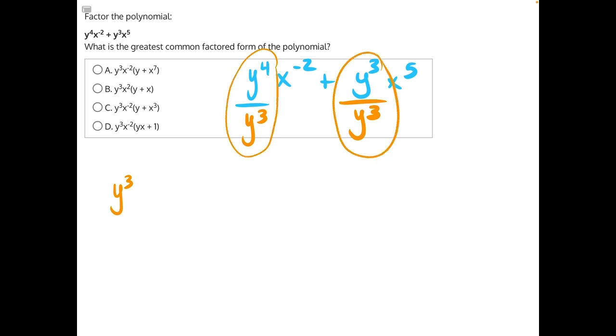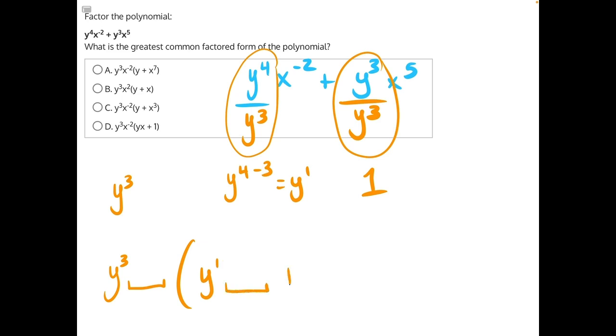Y to the 3rd divided by y to the 3rd, anything divided by itself is just 1, so this will give us the number 1. Here we have two like bases being divided, so we need to subtract their exponents. This is the same thing as y to the 4 minus 3, or y to the 1 power, or just y. So we'll have y to the 3rd on the outside. We'll leave some space for our x variable that we factor out, times y to the 1, leave space for our x variable, plus 1 times our x variable.